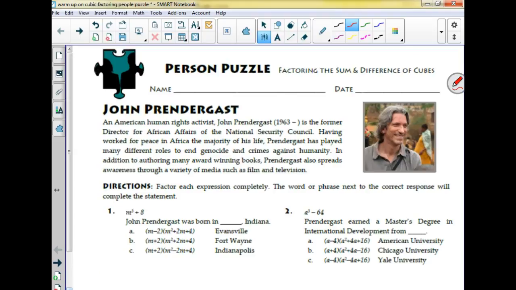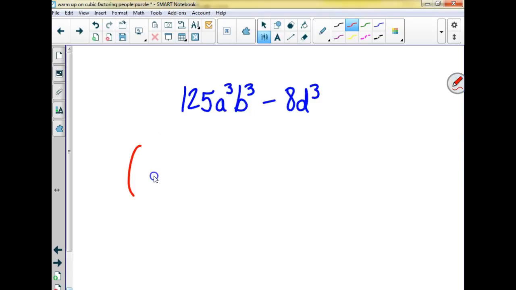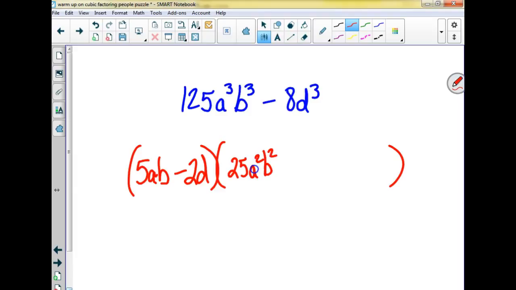So the puzzle was pretty easy, but if we had 125 a cubed, oh, what if I throw a b cubed in there? Minus 8 d cubed. Could anybody try that one? What is the cubed root of that mess? That's going to go in the first parenthesis. This is an example. Good job. Okay. And the second parenthesis? 25. Good job.